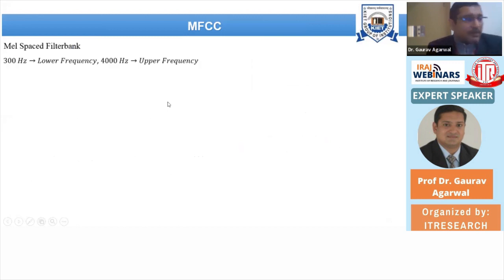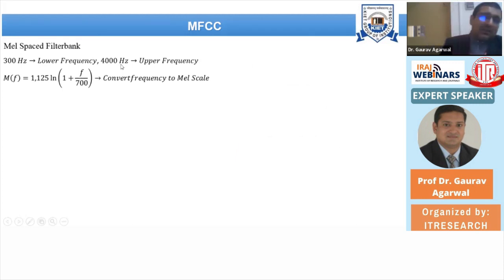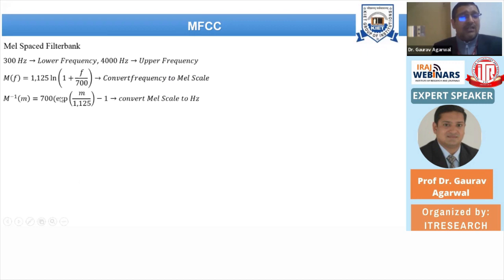Till now, we have been dealing with frequency, but human beings are not able to hear frequency in hertz directly. To account for this, we apply the Mel space filter bank. In this, we have the lowest frequency as 300 and the uppermost frequency as 4000. But the problem is we are dealing with logs, so we convert this frequency to a Mel scale, using this type of formula. If I take the inverse of it, it simply converts the Mel scale to hertz.